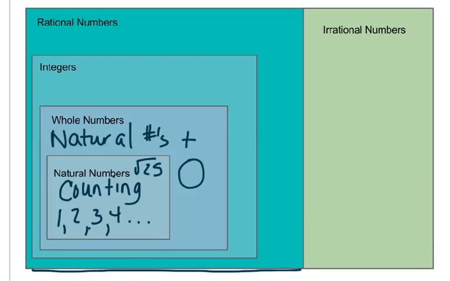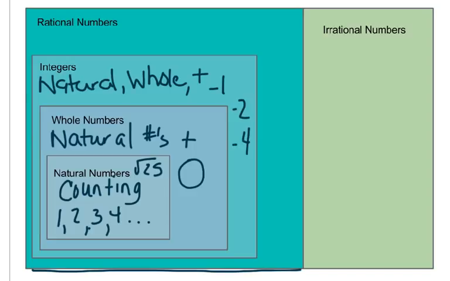So let's talk about integers. Integers are natural numbers, whole numbers, and then we add negatives. So -1, -2, -4, -8. Get the picture? So integers encompass everything from whole numbers, natural numbers, and then we add in the positives and negatives.